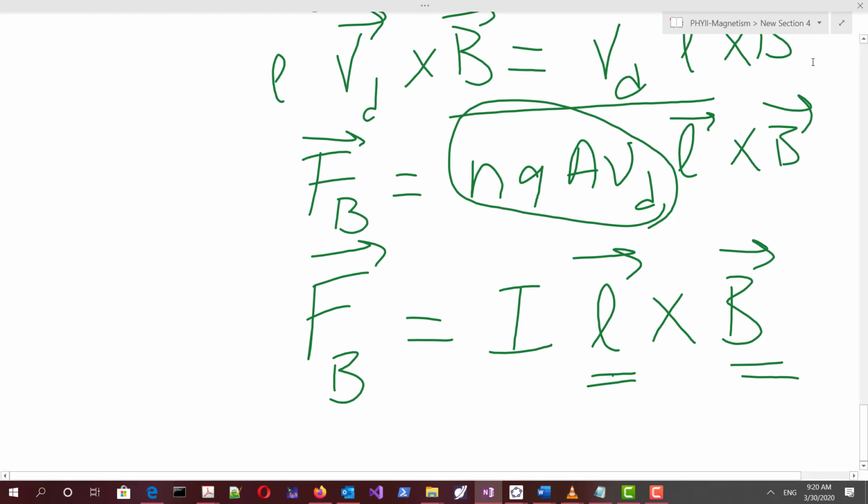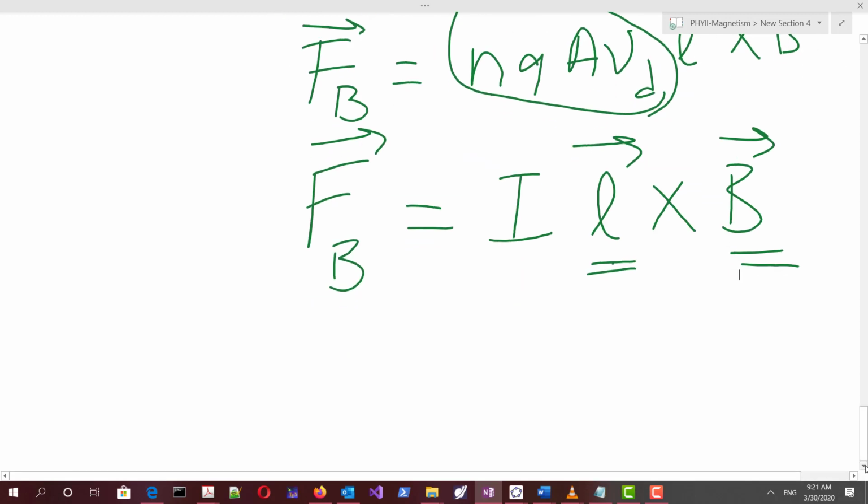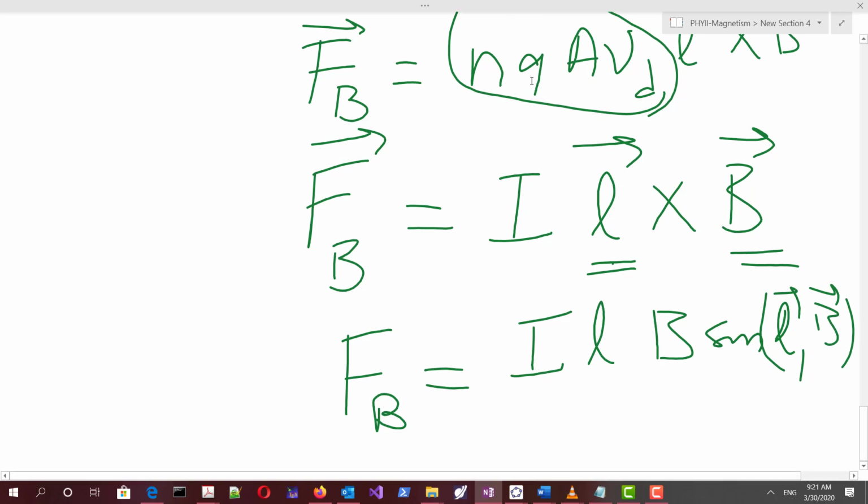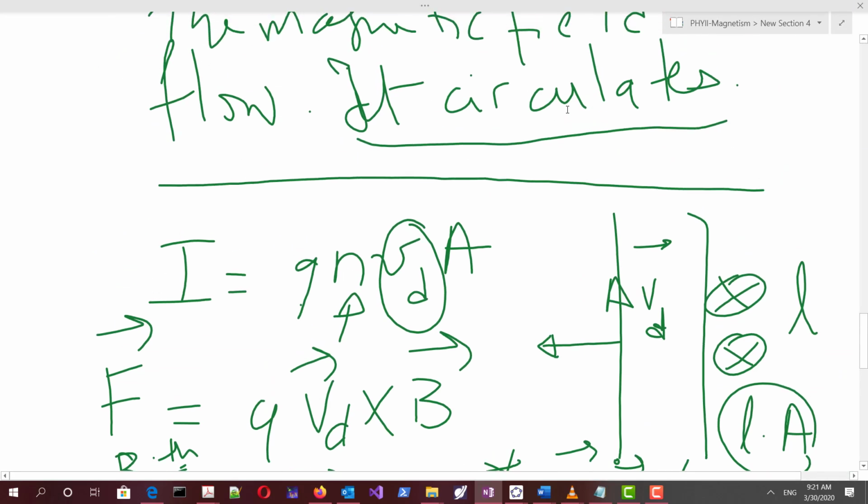So this is an important concept, and in terms of magnitude, it's easy to do. In magnitude, all you have to do is worry about the product of I times L times B times the sine of the angle between L and B. So remember, there is an angle between them. In this case, I took them to be perpendicular to one another because I took the magnetic field to be pointing inward, inside the screen, that is. So anything on the screen itself is going to be definitely perpendicular. So that's how the wire is going to be pushed to the left. You will see the wire bending.